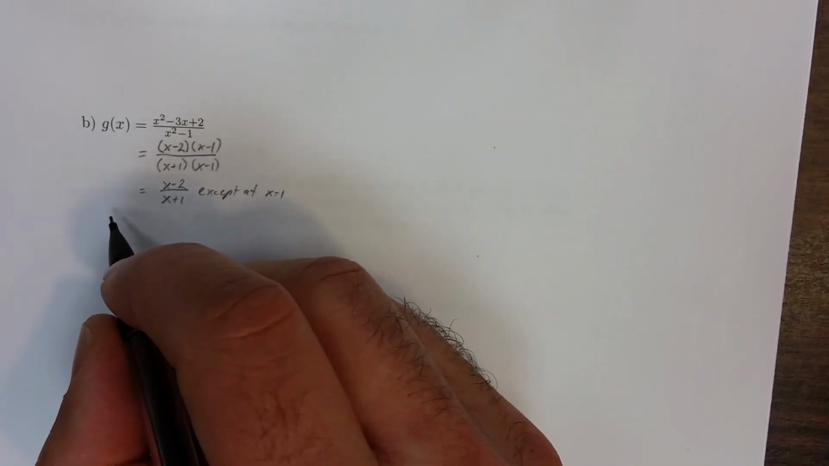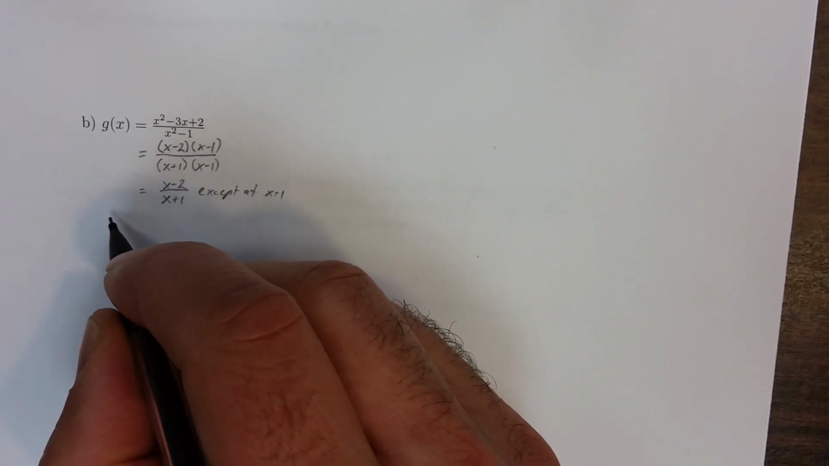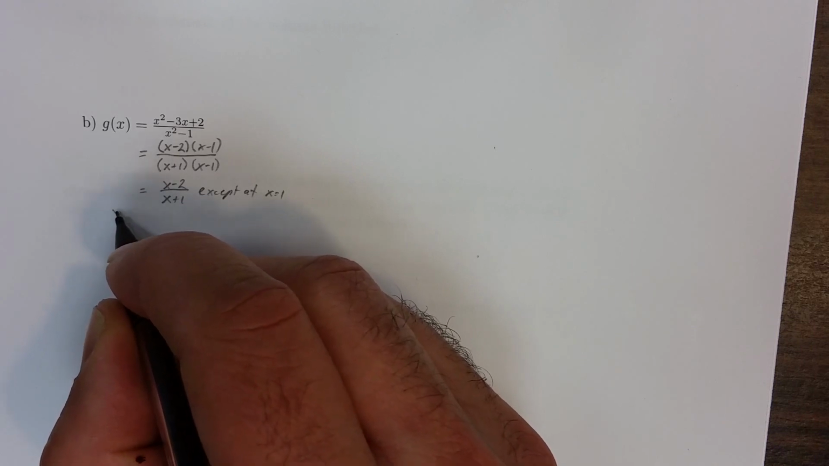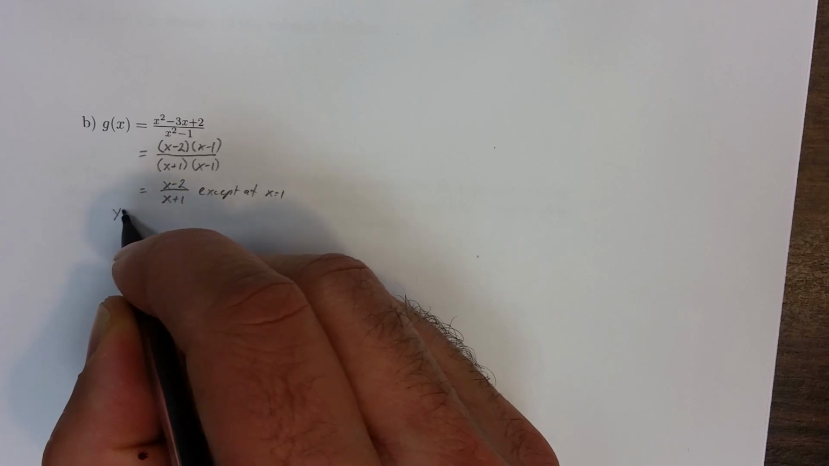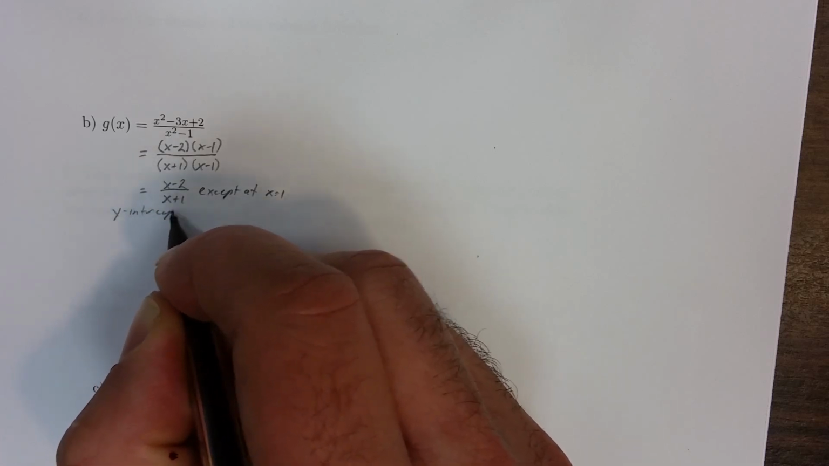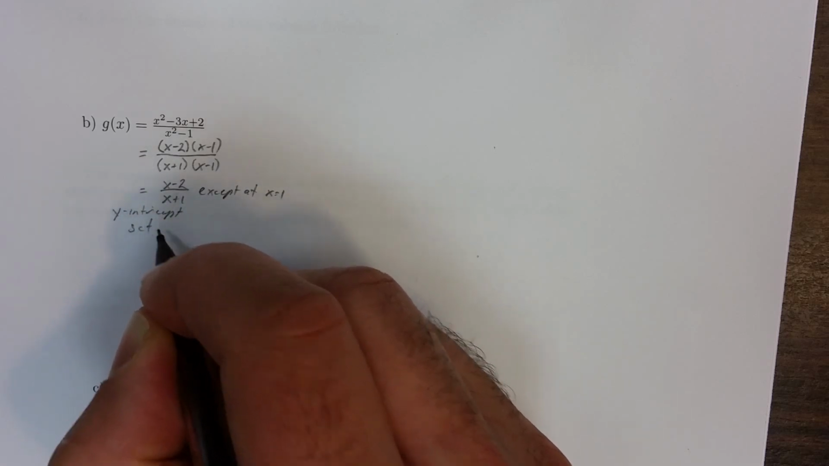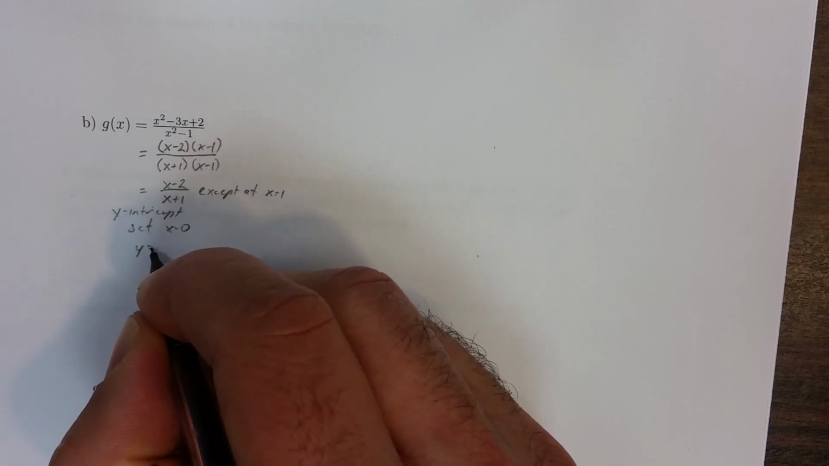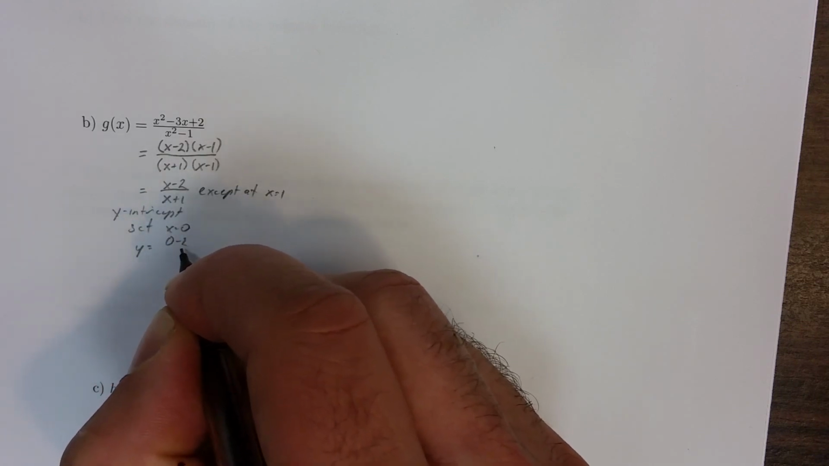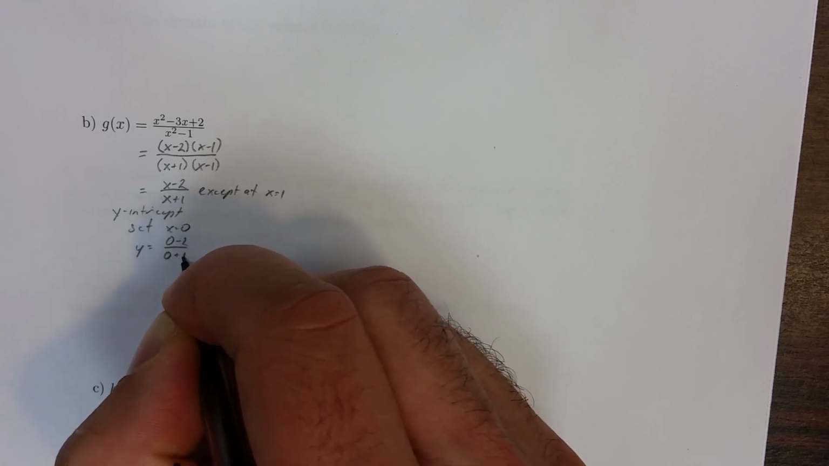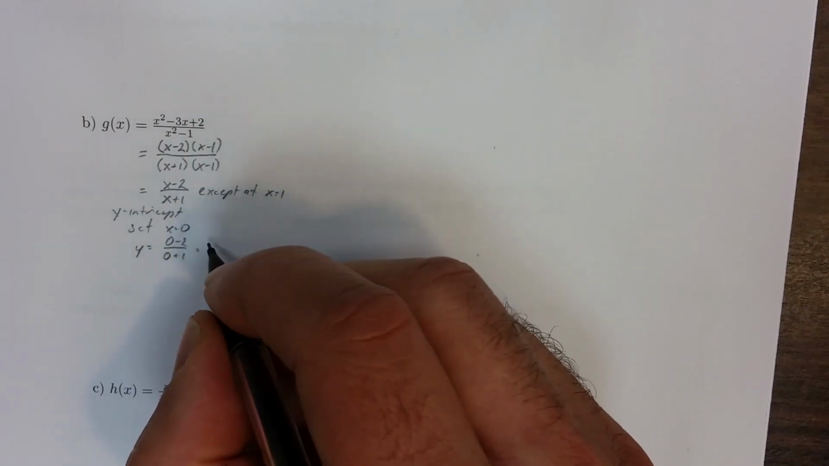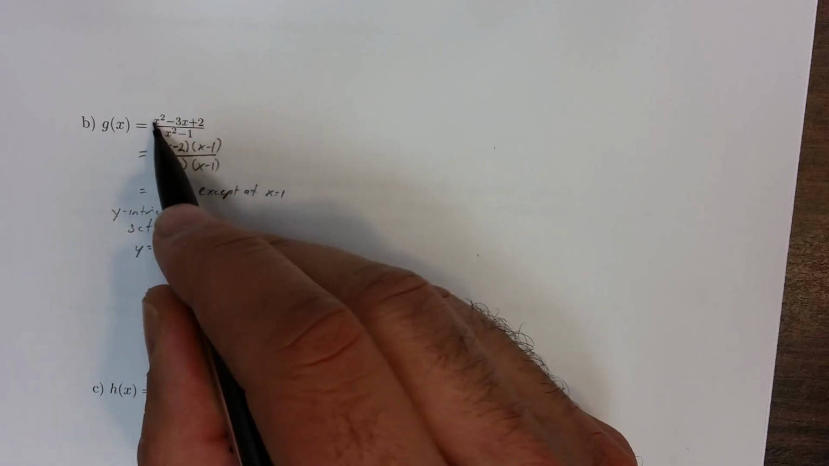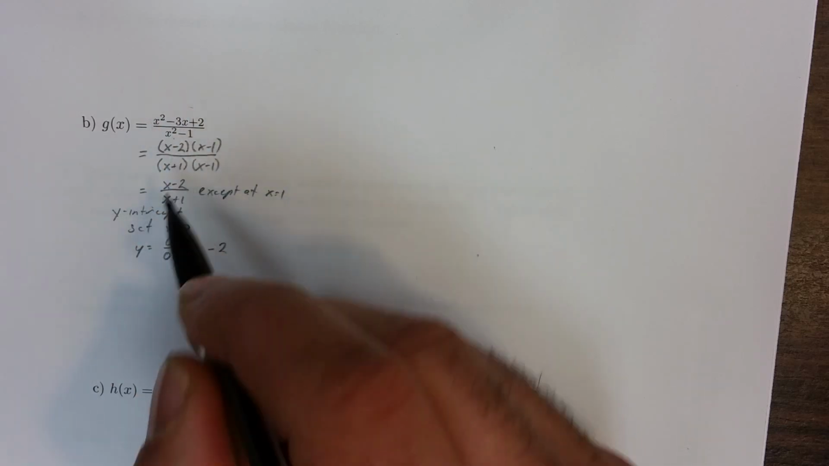Let's take a look at the x and the y-intercepts. So for the y-intercept, we'll set x equal to 0. So y is equal to 0 minus 2 over 0 plus 1, and we end up getting minus 2 over 1, which is minus 2. We would get exactly the same thing if we plugged 0 into the original function.